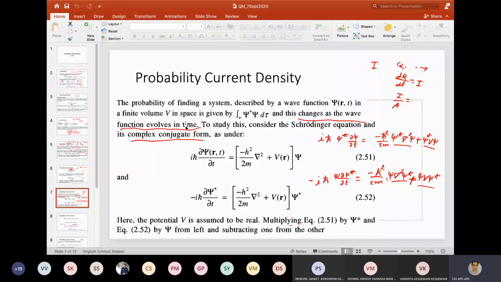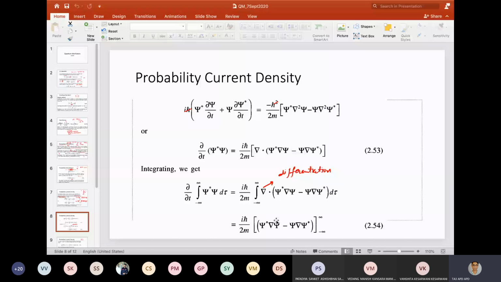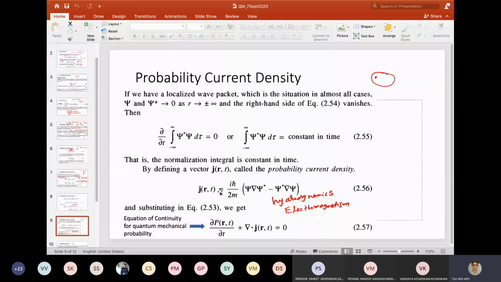For that, we performed some mathematical operations on the Schrodinger equation, and we came across a term which approaches 0 as r tends to infinity and minus infinity, meaning your whole probability density is constant. In order to say that the probability density is constant, we define a parameter called the probability current density, J equal to i h bar upon 2m into psi del psi star minus psi star del psi. It is also called the equation of continuity.